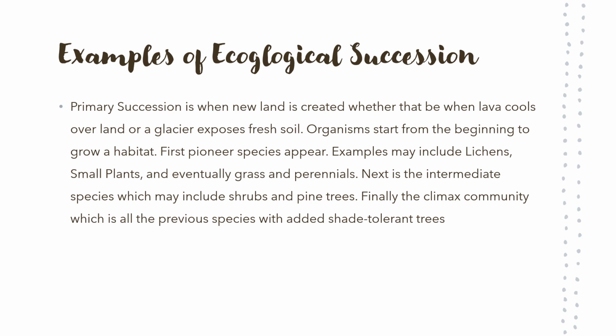This is all your very small plants who can tolerate some shade. And then next you have your grasses and your perennials. Again, these are your pioneer species as well. Small grasses who need sunlight, who need the nutrition from the soil, who can feed off that, but they can also tolerate the shade. Next, we have our intermediate species, which includes your shrubs and pine trees.